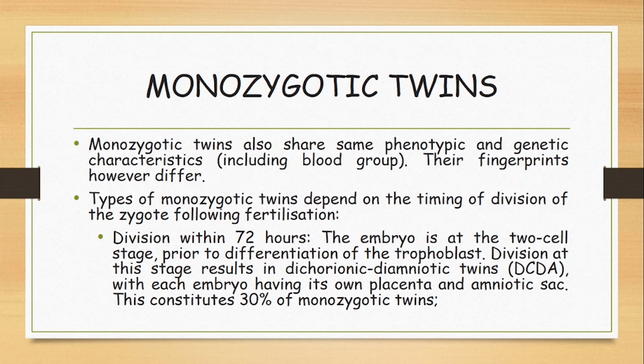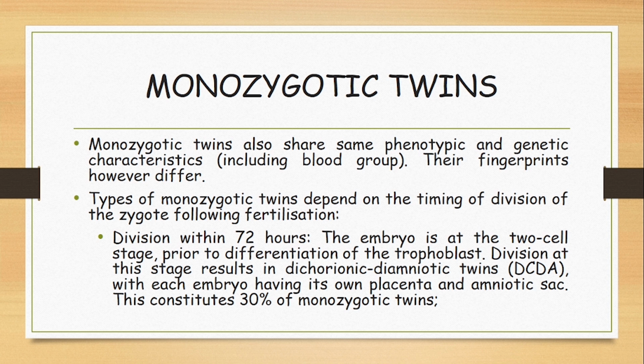Monozygotic twins can also share the same phenotypic and genotypic characteristics. They share the same phenotypic and genetic characteristics, including blood group. However, their fingerprints are different. But their phenotypic and genetic characteristics are similar in all respects.